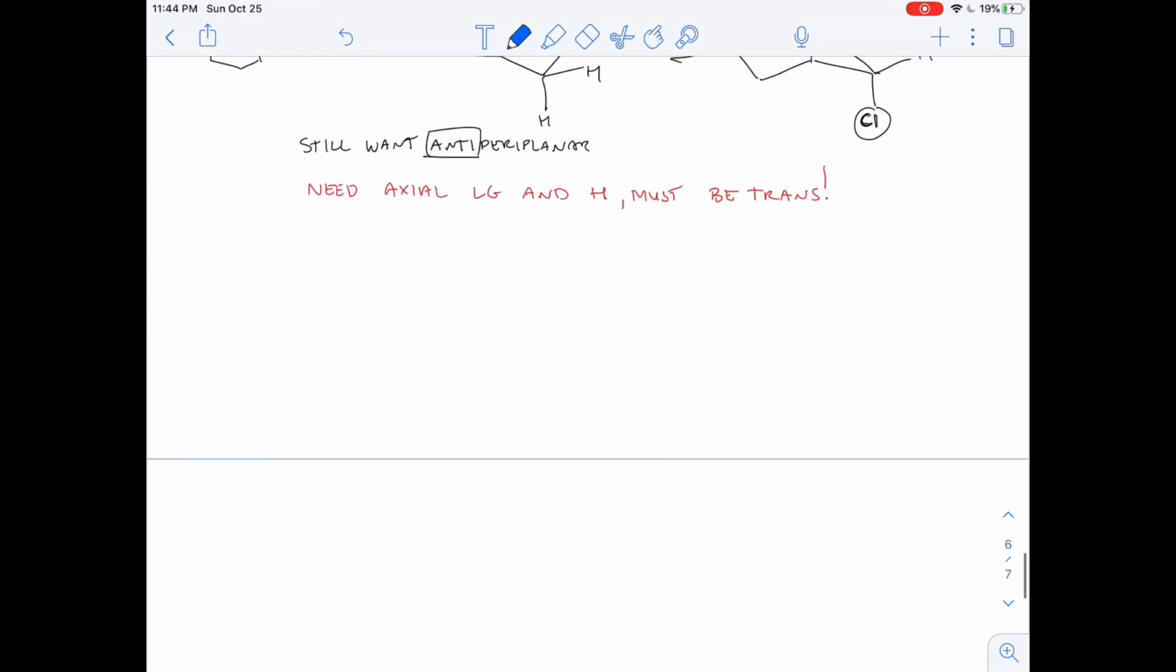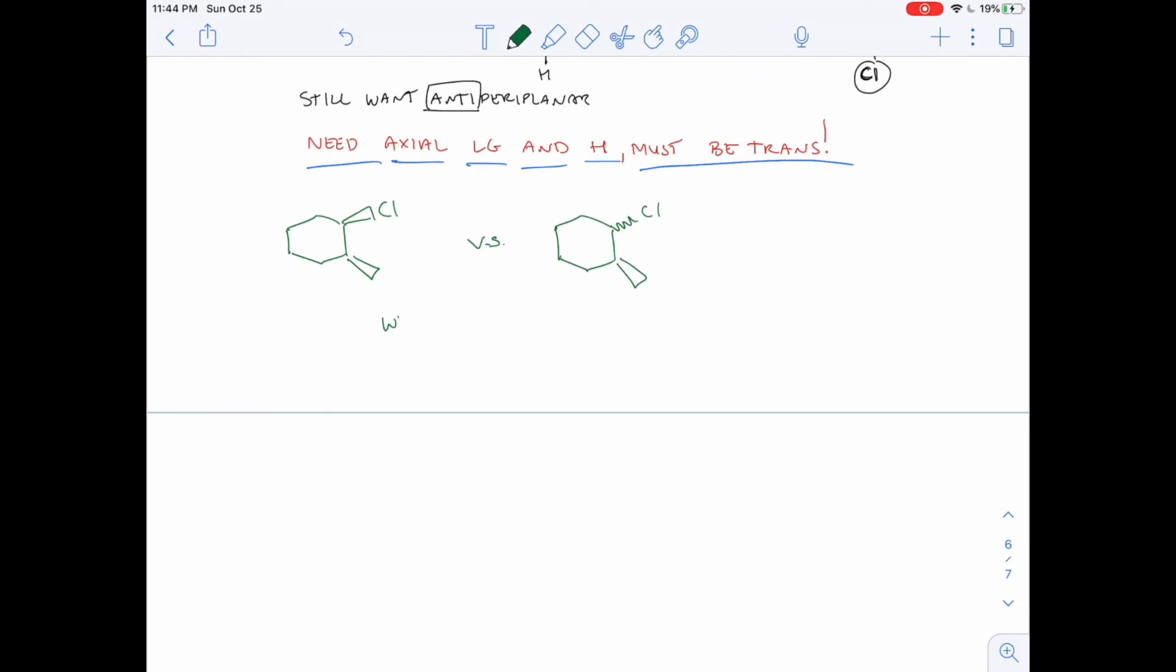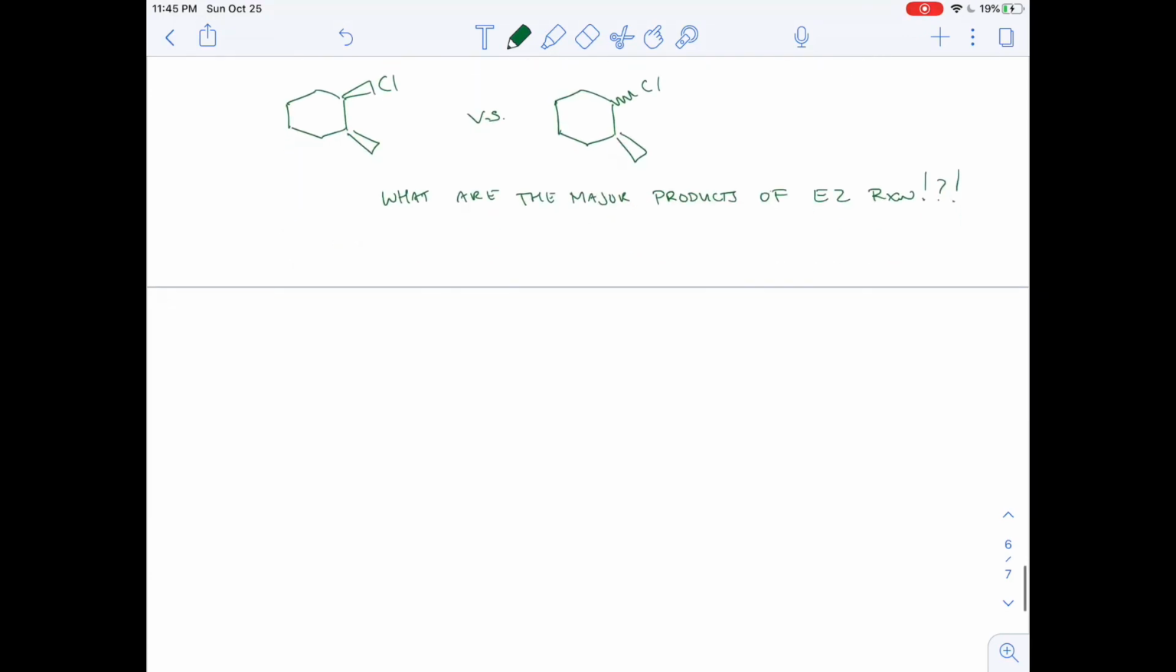And so that's exactly why this is really important to understand and to make sure that we have the axial leaving group as well as the hydrogen, but they must be trans to one another. And so if we're aware of that, these reactions can be extremely easy, because we don't even need to draw the chair conformation out. We should understand why they need to be trans, but in order to determine the products, we don't need to look at that. So what are the major products of the E2 reaction for these two things?